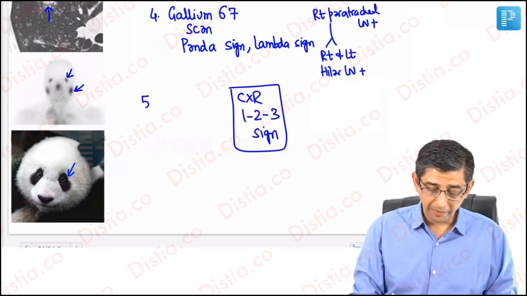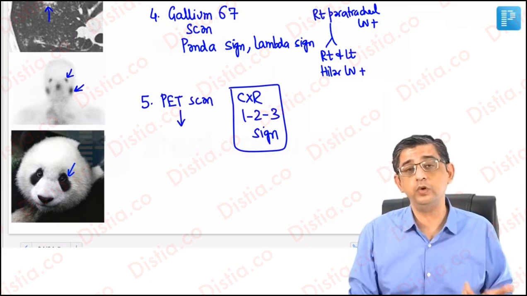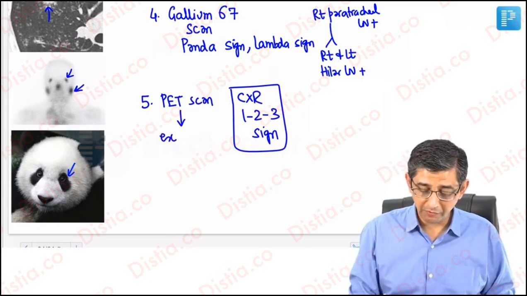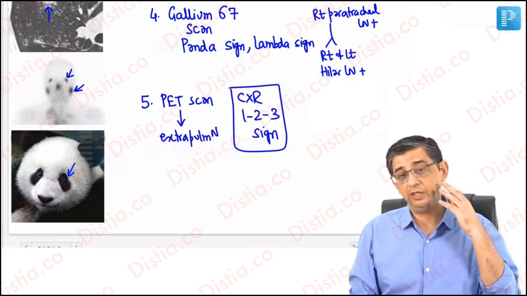I would also like to do a PET scan in this case. Well, here I usually get queries: sir, a PET scan is for metastasis from a cancer, why are you doing a PET scan here? I want to check for extrapulmonary involvement because, as I told you, this disease can even involve the brain.